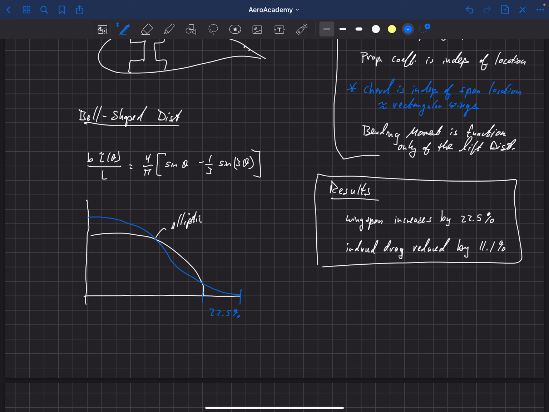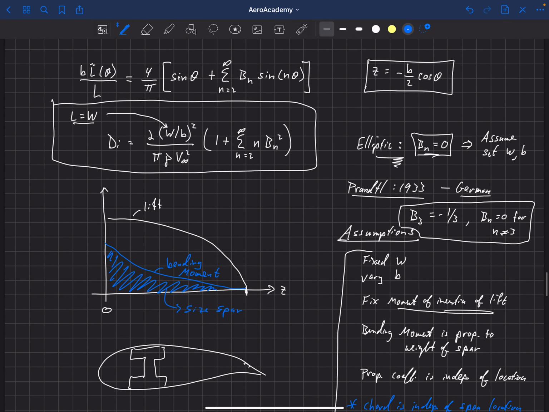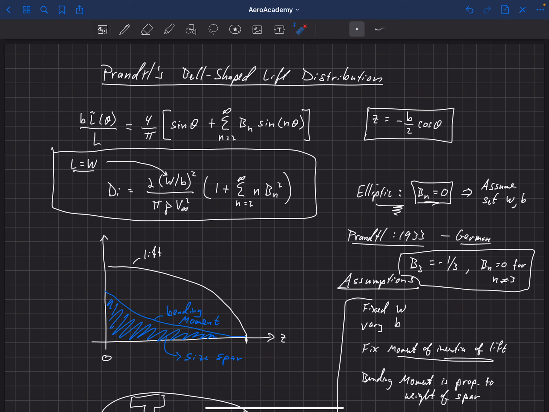Okay, so let's come back up here and look at this equation again. What we've done is increase the wingspan by 22%. And now the B3 term here is minus 1/3, so that's going to increase the value over here, but our wingspan is increased and the weight has stayed the same.